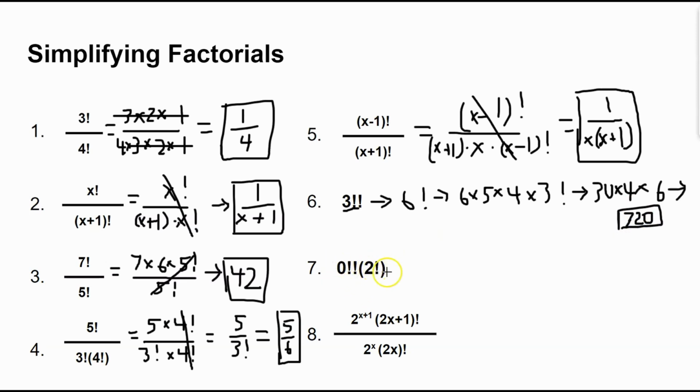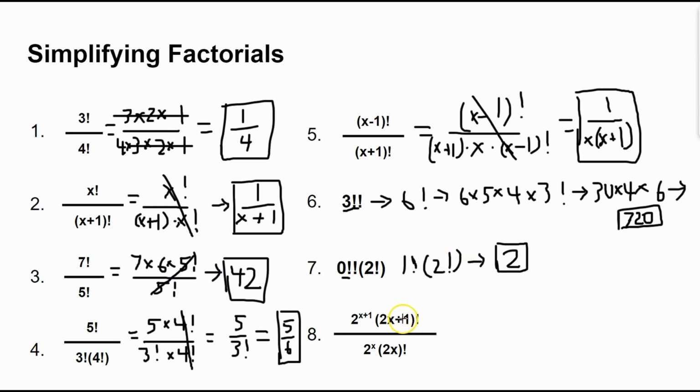Next, we have another double factorial situation here. We have 0 factorial, which we already said is 1, but we have another factorial. 1 factorial is still equal to 1. So this is just 1 times 2 factorial, which is just equal to 2. So that one turned out to be much simpler than we expected.